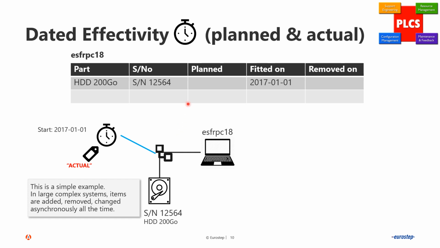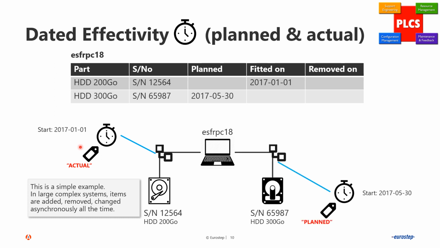First, I'm going to give you an example of the power of dated effectivity using a simple component like a laptop. So imagine that the laptop initially has a disk in it that's actually fitted in January 2017. So this laptop's going to have some maintenance work done on it perhaps, and it's planned that there'll be a new disk inserted in May 2017.